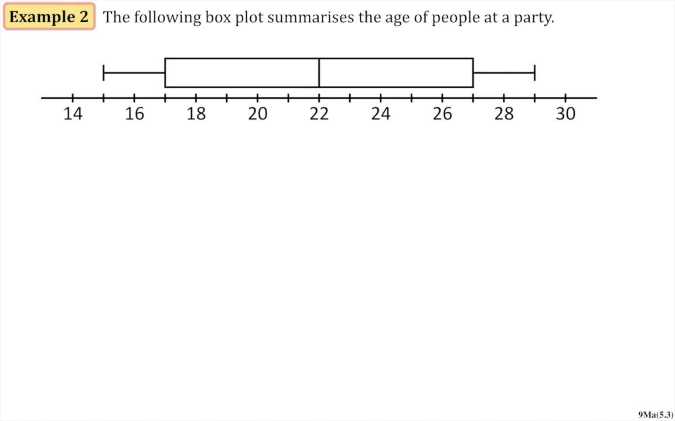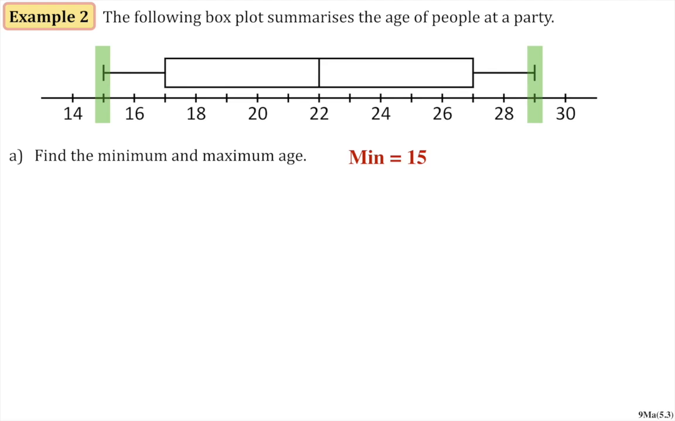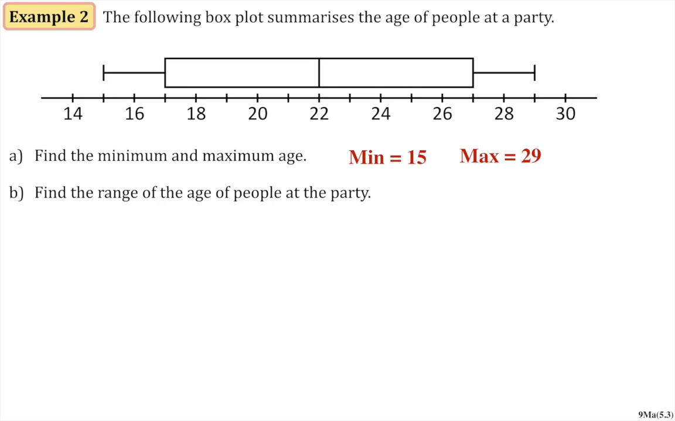Let's try our second example. Now this box plot summarizes the ages of people at a party. The first thing says find the minimum and the maximum age. Well, we can see the minimum age is going to be 15 at the party, and there is a 29-year-old at this party. So the minimum age is 15 and the maximum age is 29. Let's look at the range of people at the party. Remember, range is the biggest number minus the smallest number, so it's just 29 take away 15, which is 14. There's a 14-year age range between the oldest and the youngest person at this party.